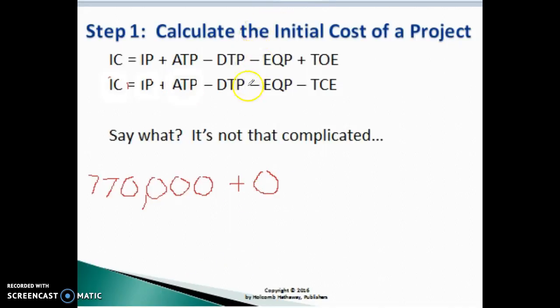And the next one is this DTP. It's just discounts. So the grass guys that installed our grass last year, they're giving us some money back because there's problems with it. So they're going to give us a refund. And so we're going to get a $250,000 rebate. So we get to subtract that.